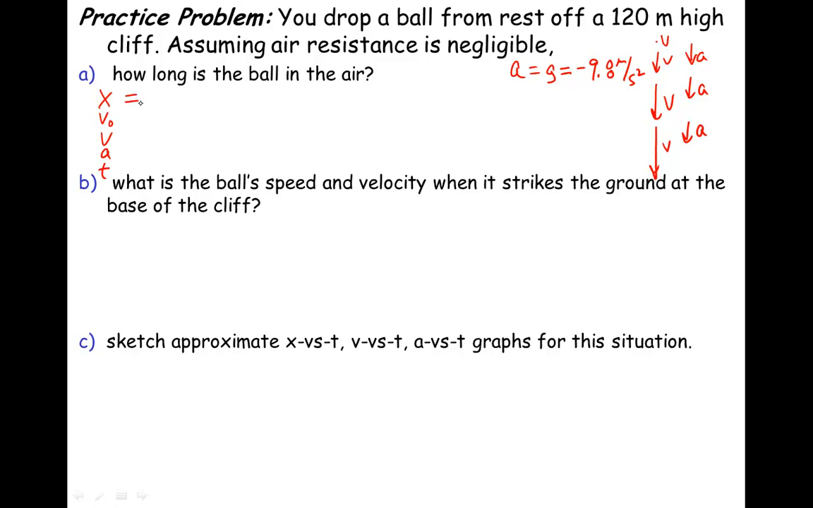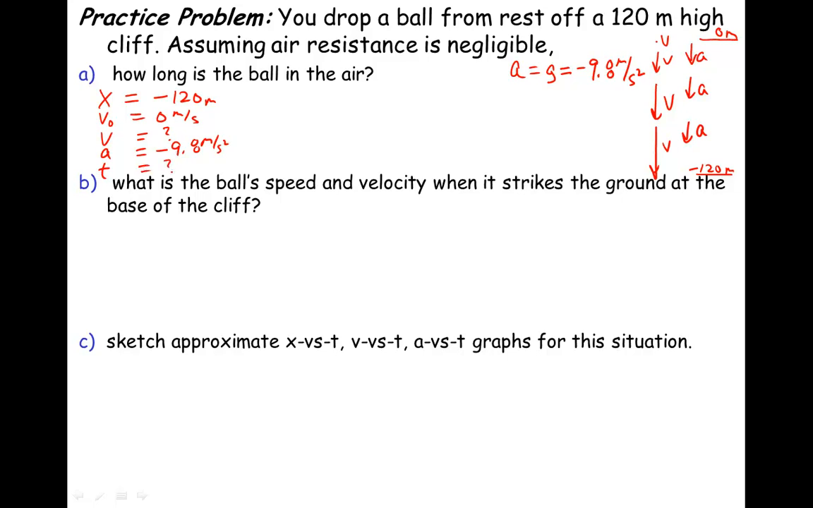Let's label some things here. At the top, if we label the very top of this cliff 0 meters, because downward is negative, at the bottom here we would actually be at negative 120 meters. So our final position x here would be negative 120 meters. Our initial velocity would be 0 meters per second because it's starting with no velocity. The final velocity we don't know, and acceleration due to gravity is always negative 9.8 meters per second squared. And our time is something we don't know as well.